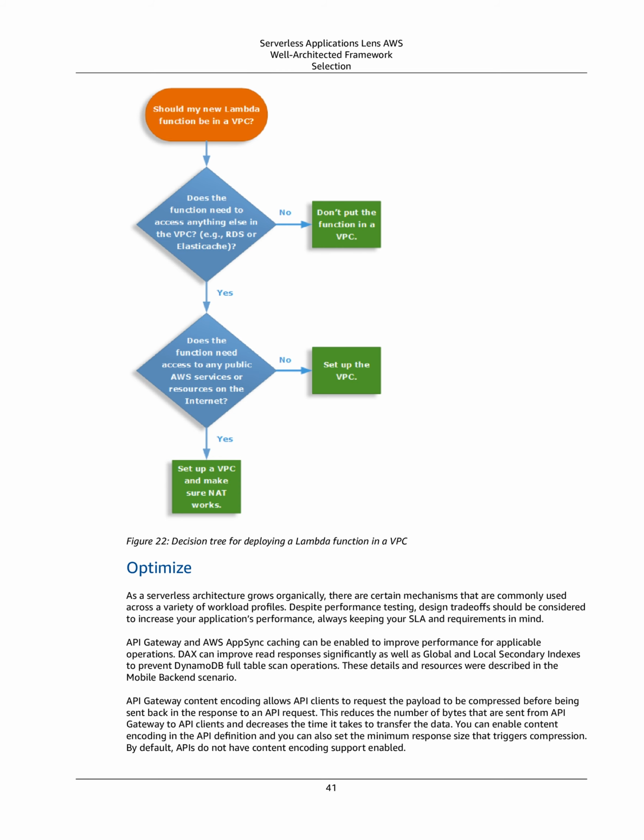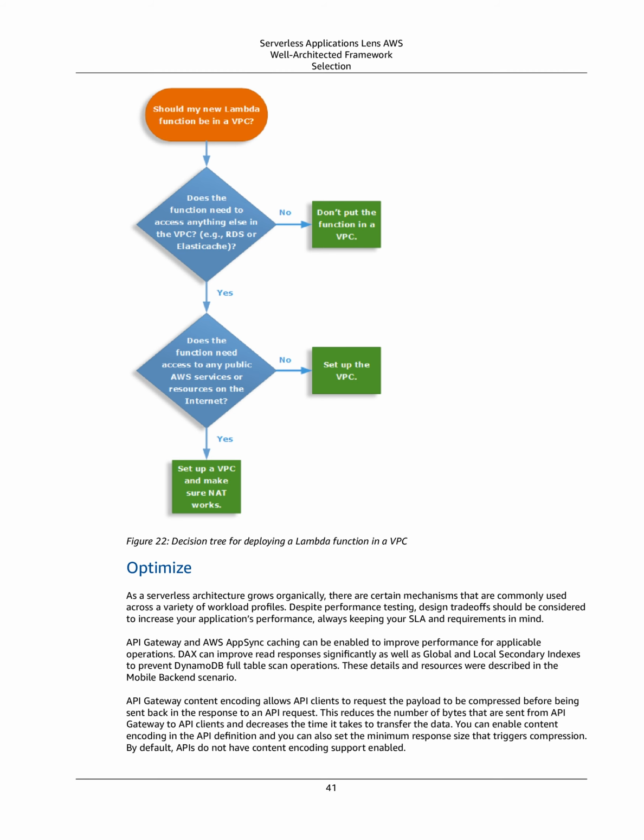Optimize. As a serverless architecture grows organically, there are certain mechanisms that are commonly used across a variety of workload profiles. Despite performance testing, design trade-offs should be considered to increase your application's performance, always keeping your SLA and requirements in mind. API Gateway and AWS AppSync caching can be enabled to improve performance for applicable operations. DAX can improve read responses significantly, as can global and local secondary indexes to prevent DynamoDB full table scan operations. These details and resources were described in the mobile backend scenario.